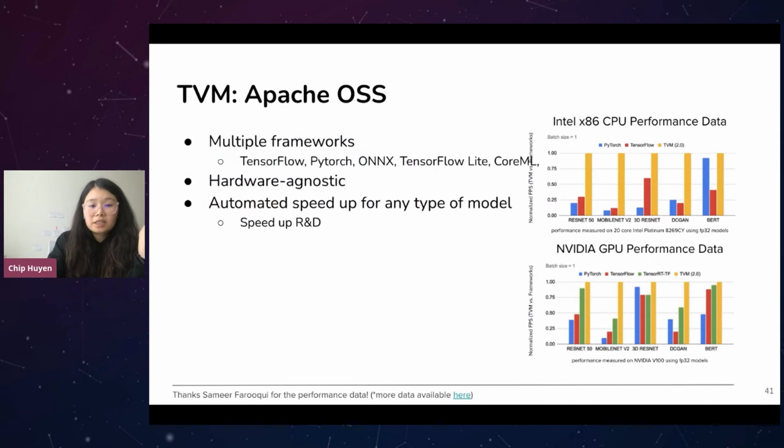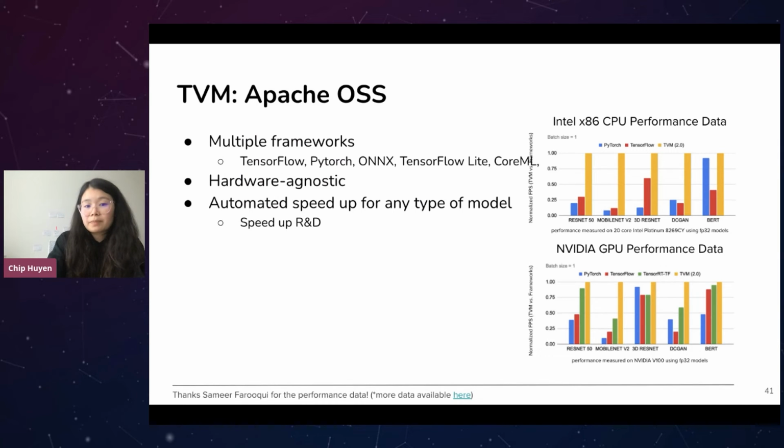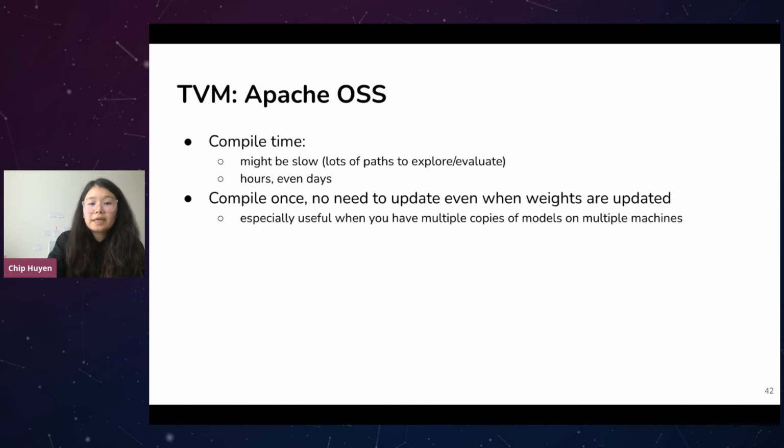TVM is actually an open source project, and if you want, you can install it using pip install. One catch with using TVM, though, is that because it's using machine learning, it explores a lot of possible paths, so it can be pretty slow for the first run. It can be hours, even days. But the nice thing about it is that you only have to compile the model once. So if you're in a setting where you have to deploy the model to multiple devices, you just compile the model once, and across multiple inferences, it can be a huge saving.